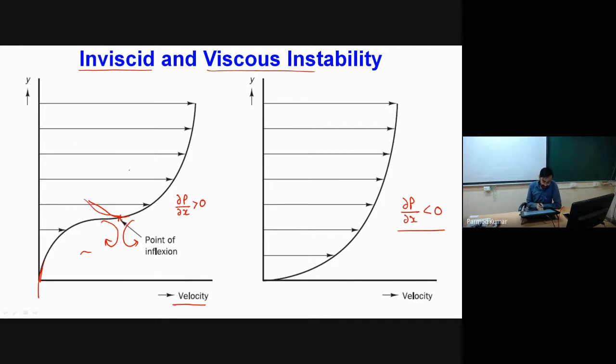Even when the viscosity is included and the velocity profile is considered with a point of inflection, it is found that for almost all the range of Reynolds numbers, if we have this type of velocity profile, there will always be amplification of the perturbation and the flow will change to a turbulent situation. So this type of instability is particularly referred to as inviscid instability.